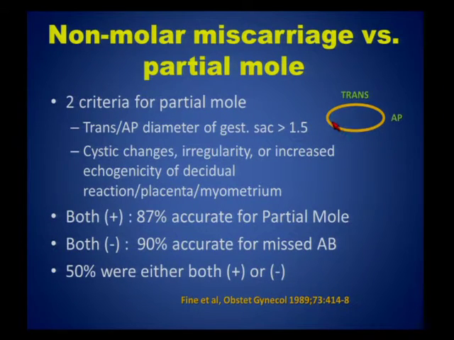And so transverse diameter means horizontally oriented, no matter whether it's a sagittal or transverse image. And the AP diameter is the vertically oriented diameter here. So you want a flat, irregular, or oblong sac. If it's like that, high chances of it being a mole. The other criteria they looked at was cystic change, irregularity, or increased echogenicity of the decidua, of the placenta or the myometrium. If those 2 were present, there was an 87% accuracy rate for partial mole diagnosis. If both of these were absent, it's a 90% accuracy rate for missed abortion, and 50% of the cases were either both positive or negative, so a pretty good predictive value for seeing these entities.